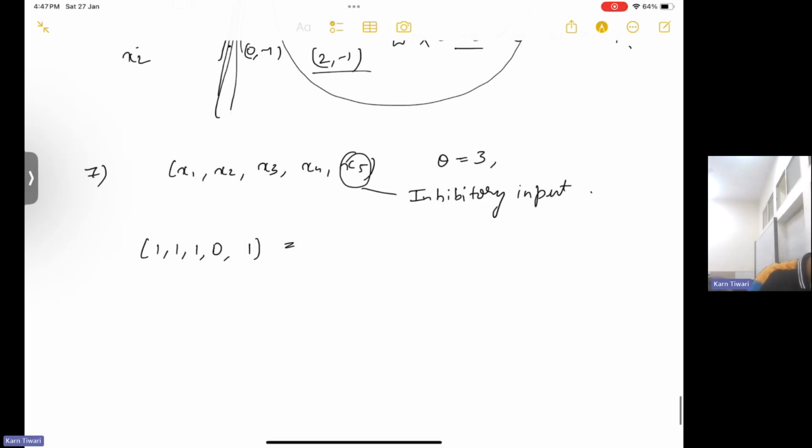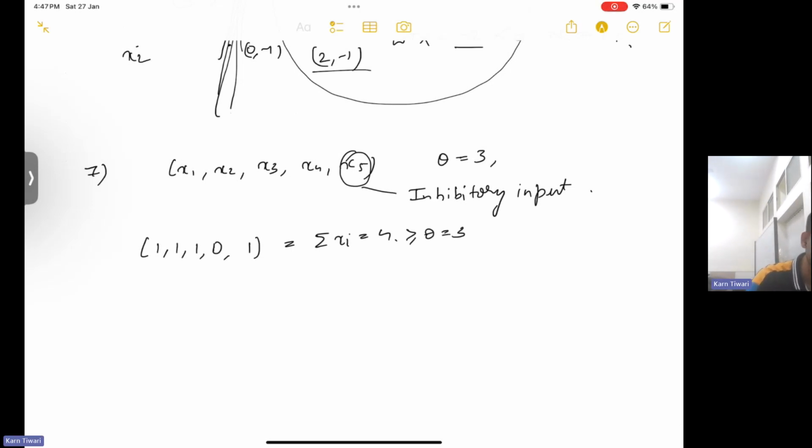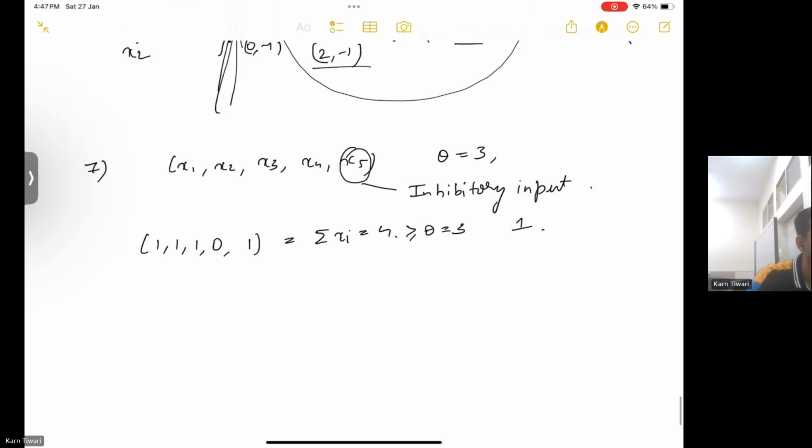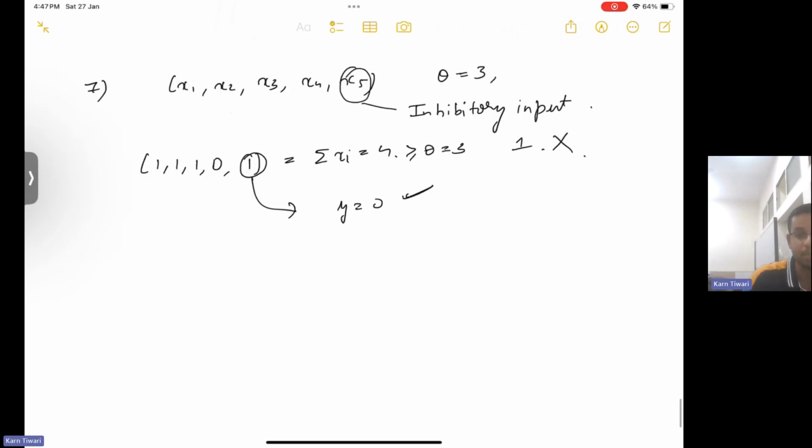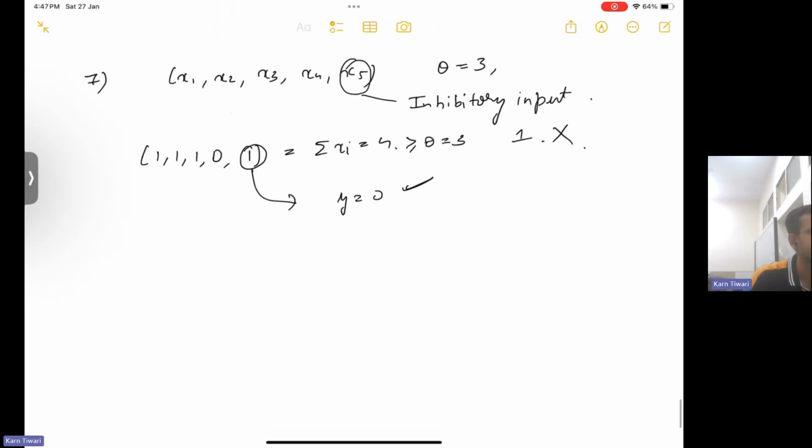If you do the summation of x_i, it comes to 4, which is greater than theta equal to 3. So you might think that it should be 1. But the answer is no. It's not 1. It's wrong, because this input is on, which directly implies that y equal to 0. So that was a little bit of a tricky question.